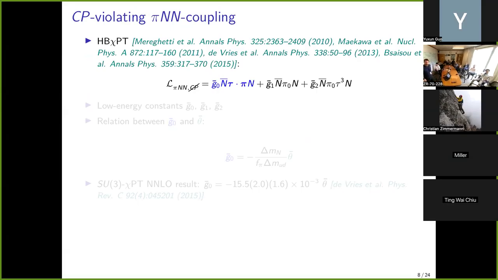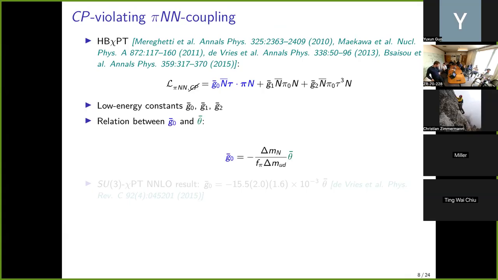Right. So there's another part of the effective Lagrangian at the nuclear scale. I already mentioned it. It's the CP-violating pi-N coupling. That can be treated in heavy baryon chiral perturbation theory, and there are some references regarding that. This Lagrangian basically consists of 3 terms, where g bar 0, g bar 1, g bar 2 are the low energy constants.